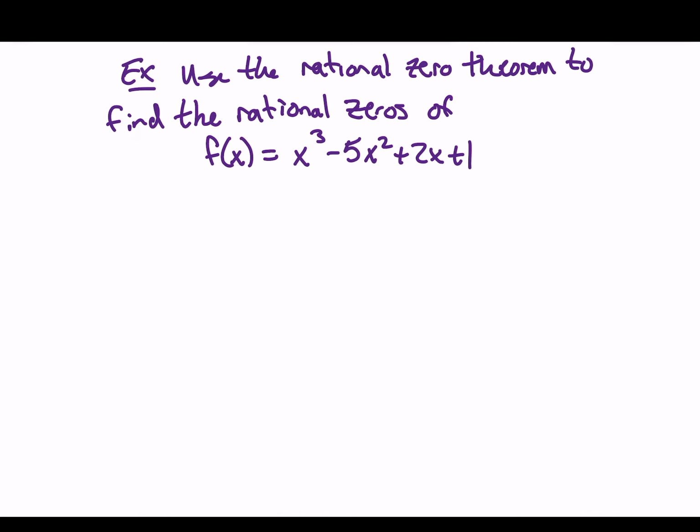In this example, we want to use the rational zero theorem to find the rational zeros of f of x equals x cubed minus 5x squared plus 2x plus 1. So what is our p? Well, our p is our constant term, and our q is the coefficient on our leading term.